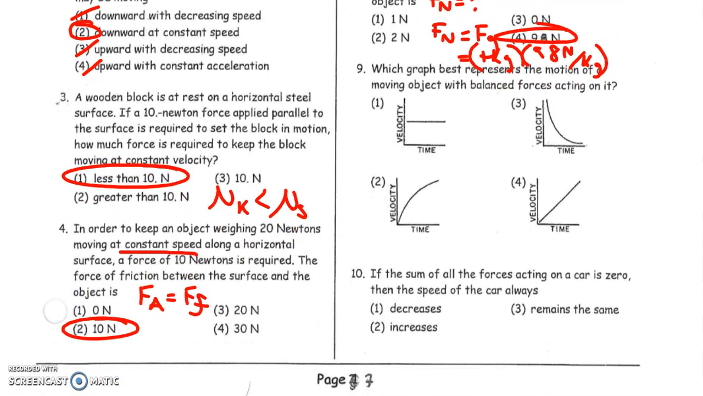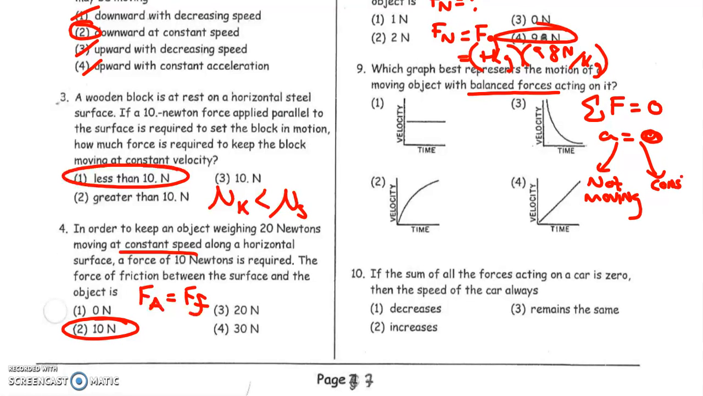Last two here, we have the motion of an object moving with balanced forces. So we know that if they have balanced forces, what that means is the F net is 0. That means the a is 0, which means it's either not moving or moving with a constant velocity. So we just have to look at which one of these shows an object either not moving or moving with a constant velocity. And the only one that shows a constant velocity is choice 1.